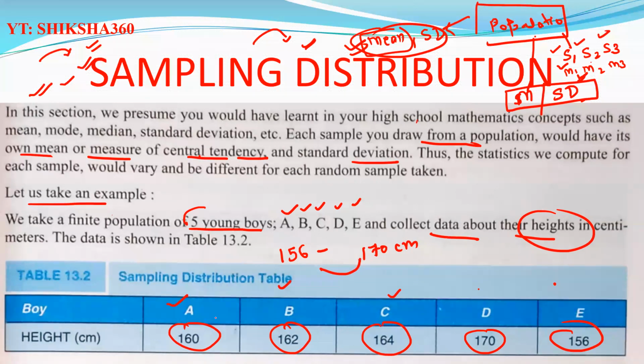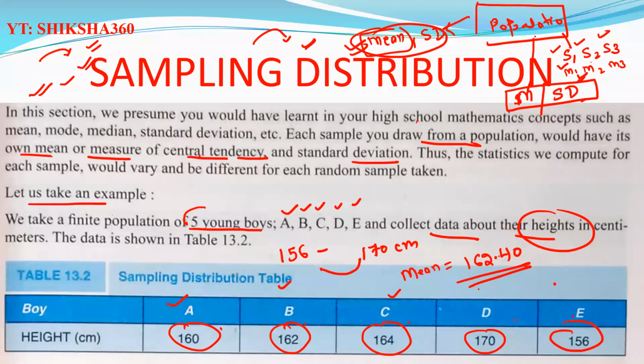So what is the mean? We add all these: 160 plus 162, 164, 170, and 156, and divide by 5. The mean we get is 162.40. This is the mean of our finite population.